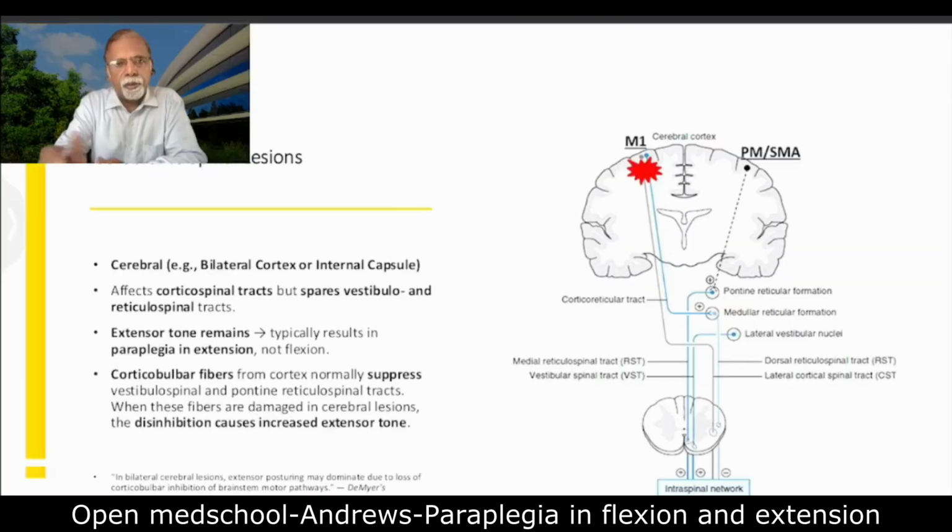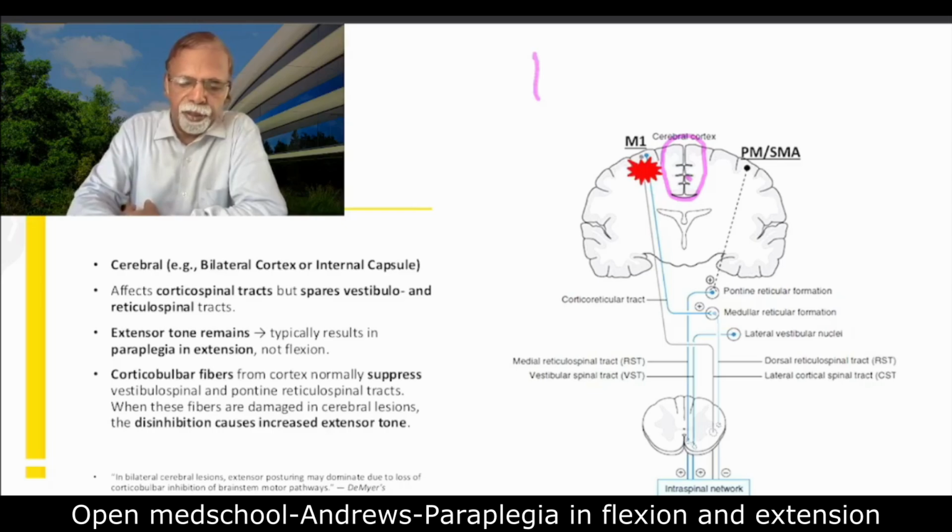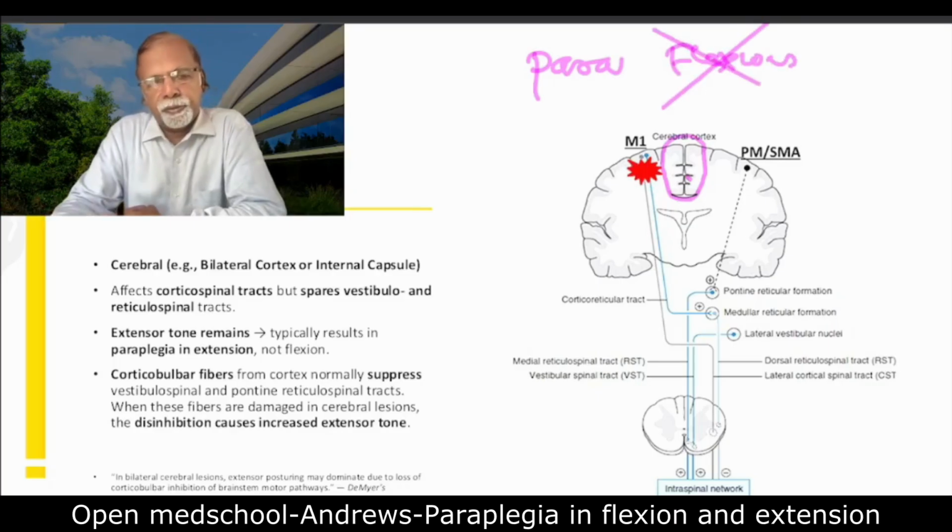Now you know that the legs are represented in the medial aspect. A lesion here, like a tumor or a vascular accident, an anterior cerebral artery lesion, can produce a cerebral paraplegia. What are the differences between the cerebral paraplegia and paraplegia due to spinal cord lesion? In cerebral paraplegia, you will never get paraplegia in flexion. Paraplegia in flexion rules out a cerebral cause.